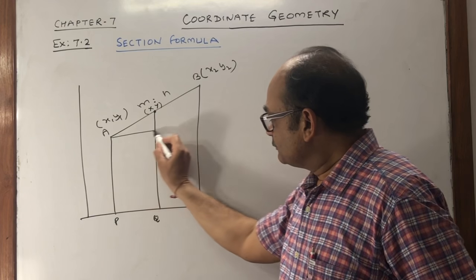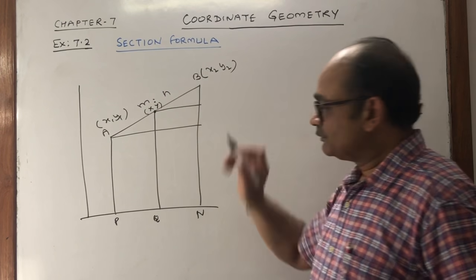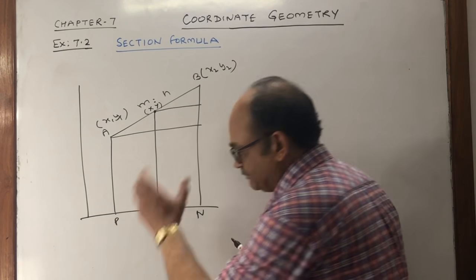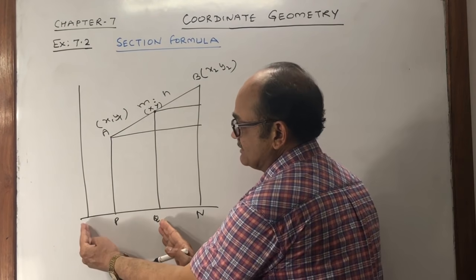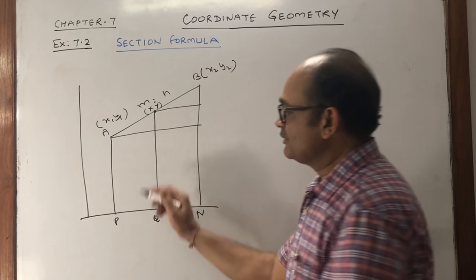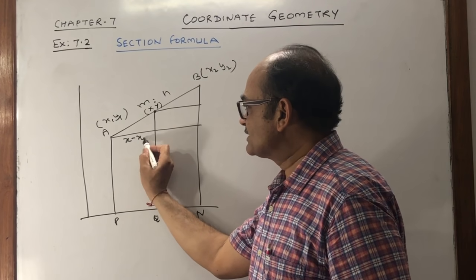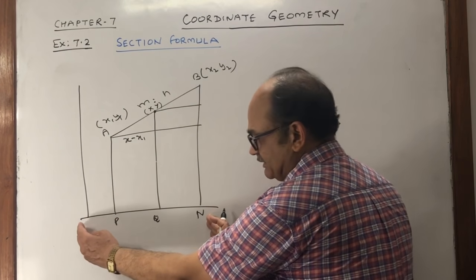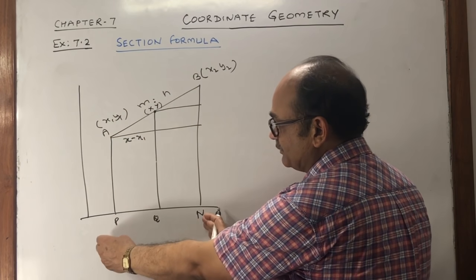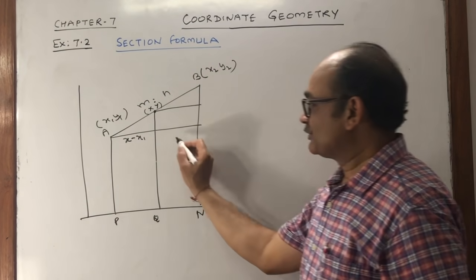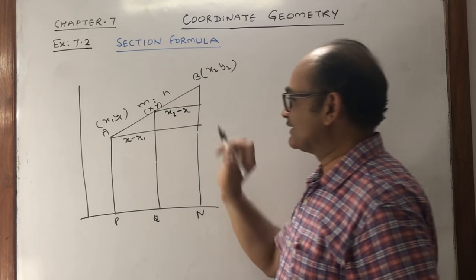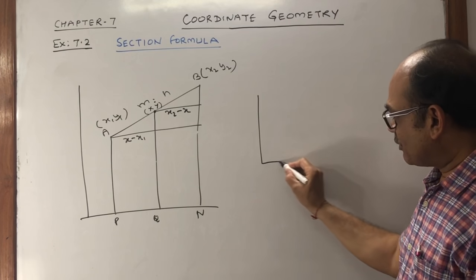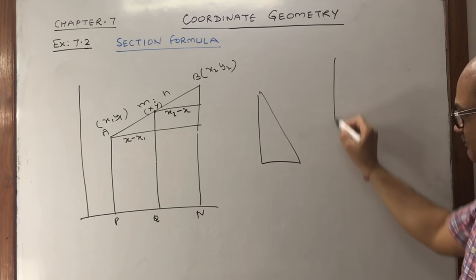Again draw altitudes to these two. Now tell me, what about the gap PQ? This gap is x, this one is x1, so in between the gap is x minus x1. Very simple. Similarly, this is x2, and what about this? x. So remaining is x2 minus x. Clear? One important concept from similarity, chapter number 7 of your book.